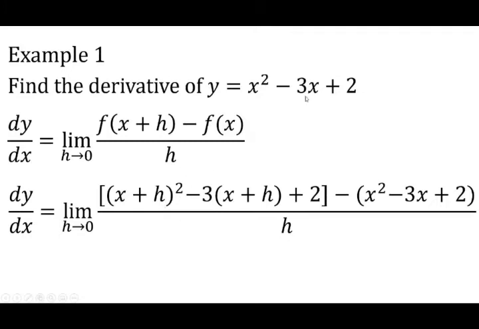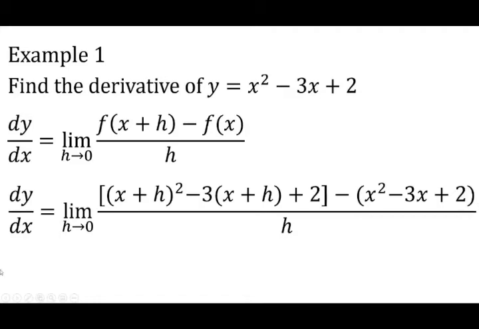Tapos negative 3x. So, x, lagyan natin ng plus h. So, magiging negative 3 times quantity x plus h. Okay? And then plus 2. So, wala namang, dahil walang variable, so leave it as it is. So, gets nyo ha kung ba't nangyari ito. So, yung x squared, ginawang x plus h squared. Yung negative 3x, ginawang minus 3 times x plus h. Okay? And then, minus f of x. So, minus the original function. So, ito. Minus x squared minus 3x plus 2 all over h.